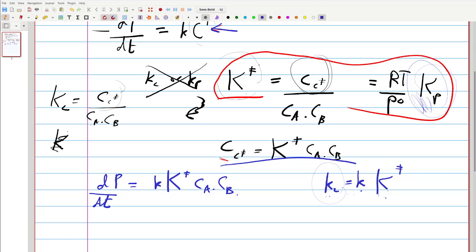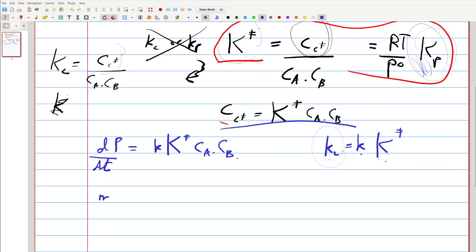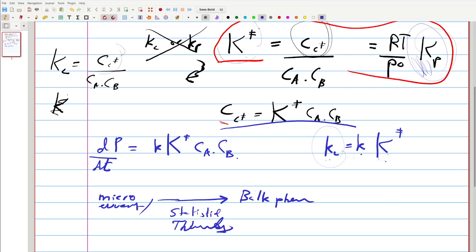But we have an entire section of thought that connects micro events, or micro phenomena, to bulk phenomena, right? This bridge between micro and bulk is statistical thermodynamics. I hope you can read that. So this connection between micro events and bulk phenomena is in statistical thermodynamics.